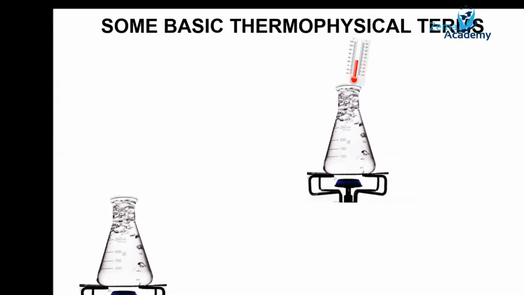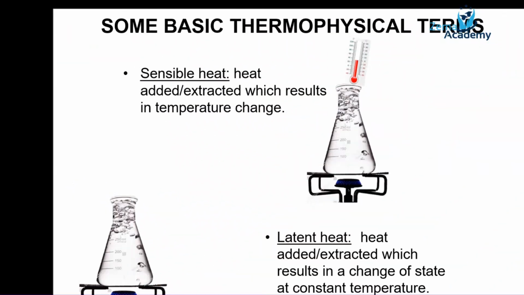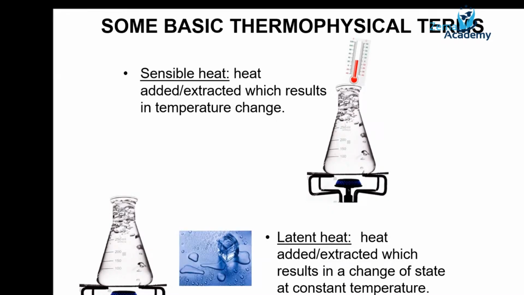I'm going to quickly go through some basic terms that you will come across in the refrigeration industry generally, like sensible heat and latent heat. They both deal with either heat extraction or heat added into a material, but one results in only temperature change, and the other one results in state change. So sensible heat results in temperature change, as opposed to latent heat, which results in state change. A good example of latent heat is ice melting.